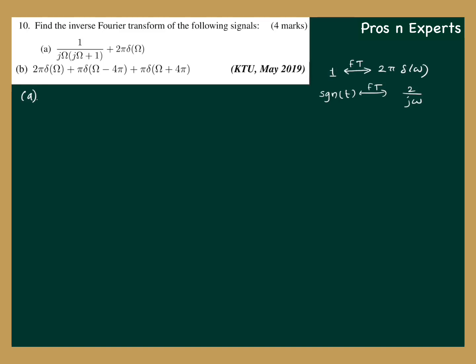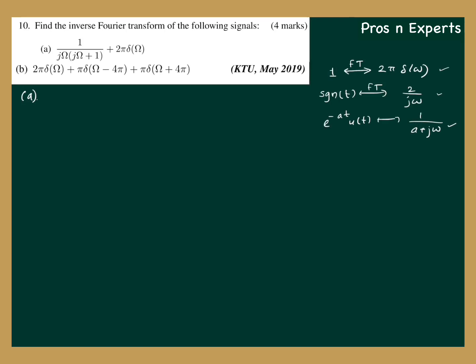And the Fourier transform of e raised to minus at u of t is 1 by a plus j omega. That also we have seen several times, in fact. Okay, so if you are familiar with these three properties or these three relations, then this question is very simple.